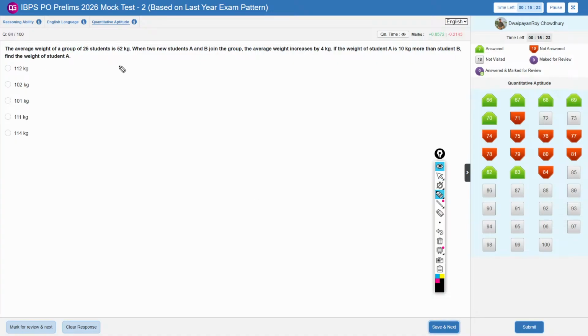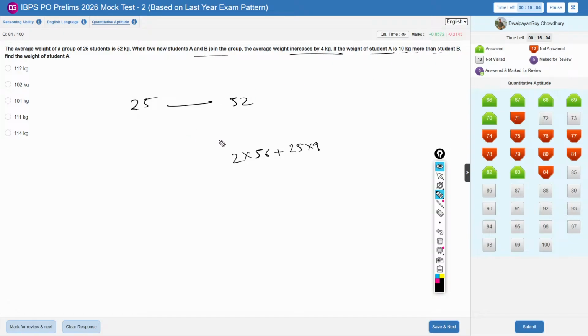The average weight of a group of 25 students is 52. 2 new students joined the group, increased by 4. So currently their weight is 56 and they have increased the weight of 25 students by 4. Weight of A is 10 kg more than B. Weight of A is what? So this is 112 plus 100. So it's 212, keeping 10 aside. So you'll get 101 and 111.